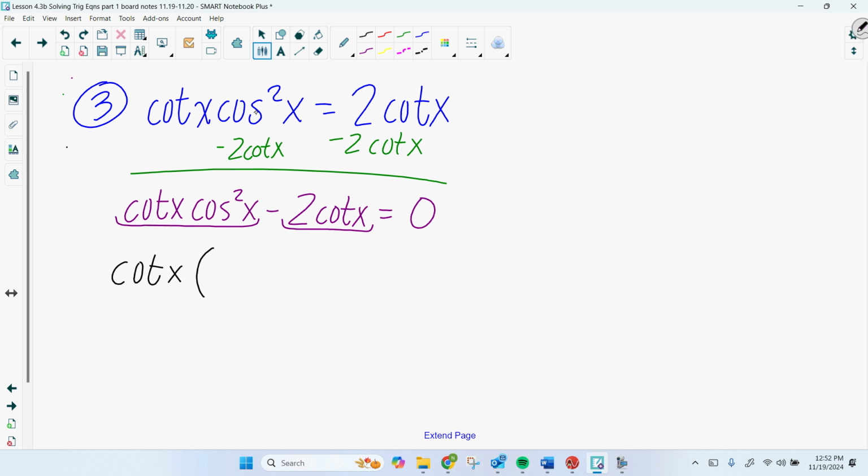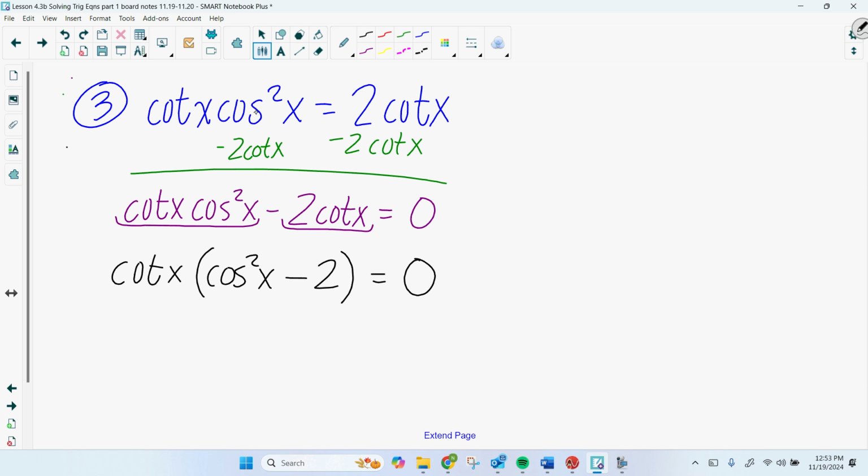So if I factor a cotangent out, factoring out a GCF is like undistributing. That's not a real math word, but I feel like it makes a lot of sense. You're pulling it out of all of the terms. You're dividing, and by dividing, you're undistributing it. So if I divide a cotangent out of this, I'm left with cosine squared. And if I divide a cotangent out of this, I'm left with 2.